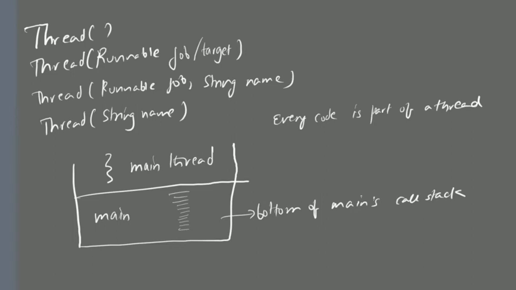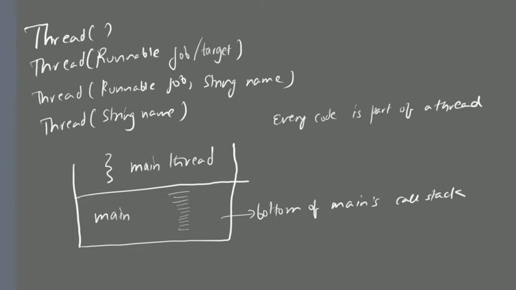In this video, I'd be talking about threads in Java. The Thread class in Java contains 4 constructors as shown here. Every code that you write in Java is executed as part of a thread. So for instance, the main method that you would write is executed as part of the main thread.